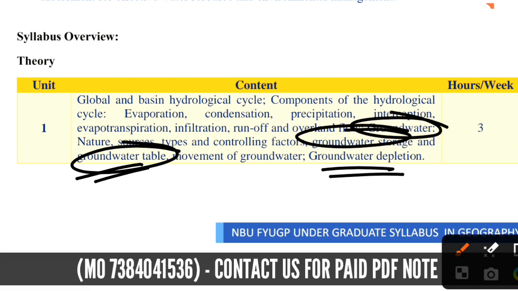divide it into two main sections. Number one, hydrological cycle and its components, and number two, groundwater. If you prepare these two sections properly, your first unit will be completely covered.